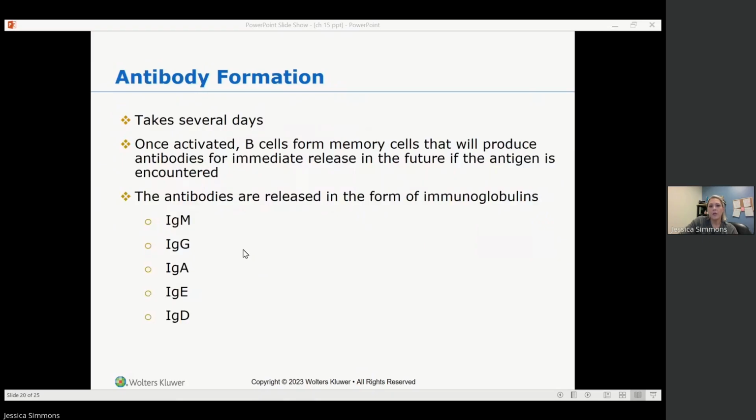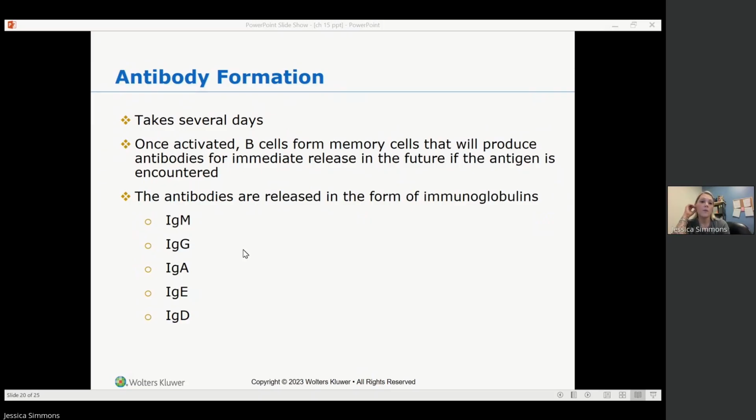Antibody formation. This takes several days. So once activated, the B cells form memory cells. Remember, they're carrying around their little hats, right? They're like, I recognize you. I know what to do with you. That will produce antibodies for immediate release in the future if the antigen is encountered.